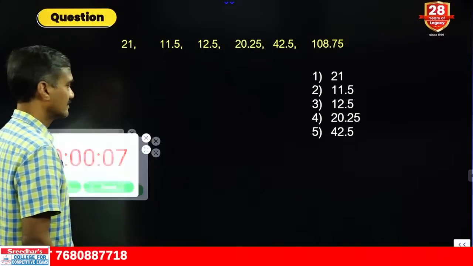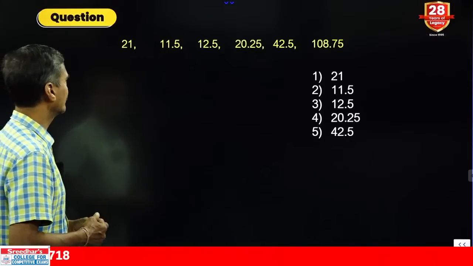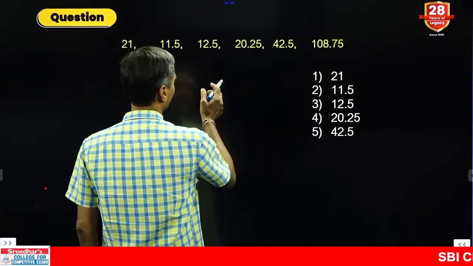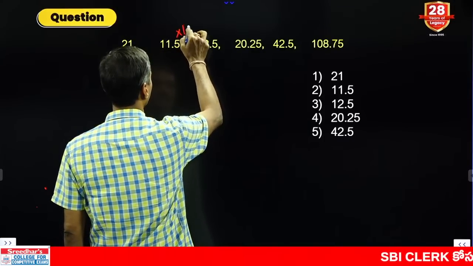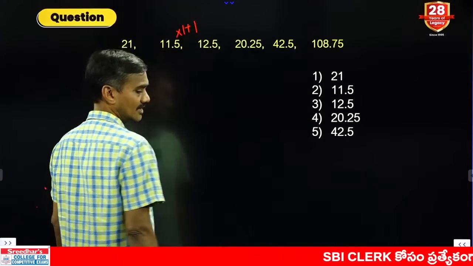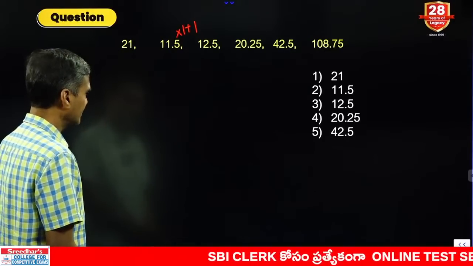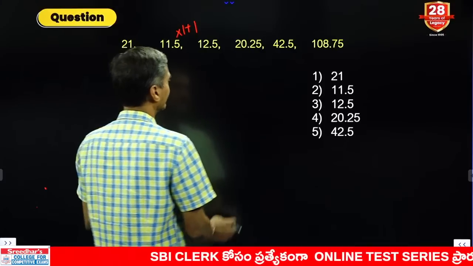Now coming back to this one, 21, 11.5 and so on, 12.5. And 11.5, 12.5, can you tell how it comes? Into 1 plus 1. 11.5 into 1 is 11.5, plus 1 is 12.5. Next one, 20.25, look from here.